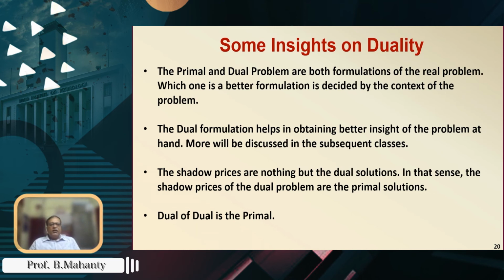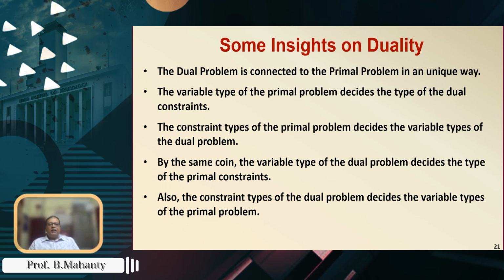This is so important that let me read out once again. The primal and dual, they are both formulations of the real problem, and which one is the better formulation is to be decided. The dual formulation helps in obtaining better insights. More will be discussed later. The shadow prices are nothing but the dual solutions. In that sense, the shadow prices of the dual problem are the primal solutions. And finally, dual of the dual is the primal, right?